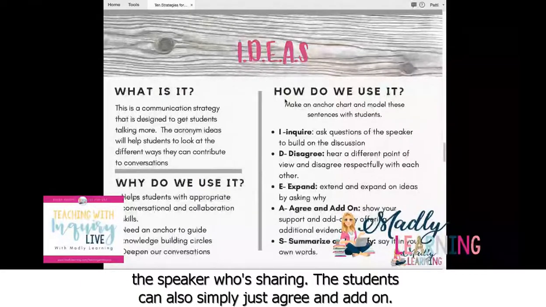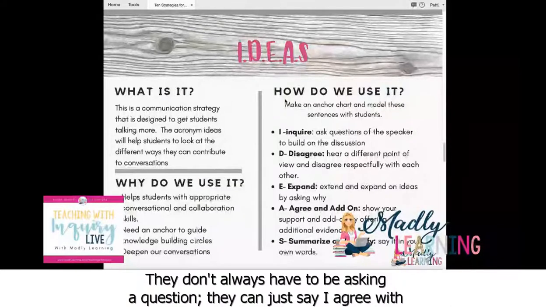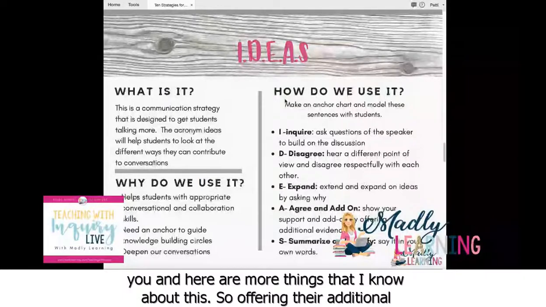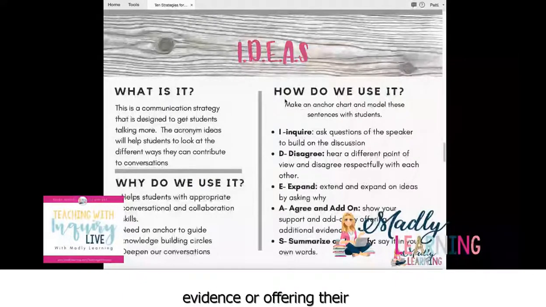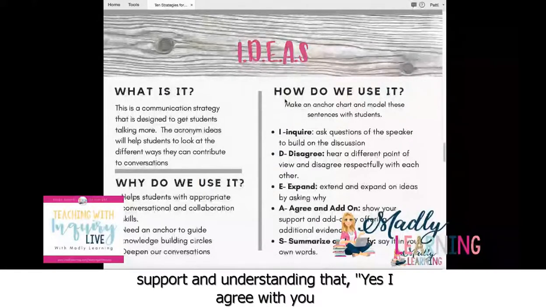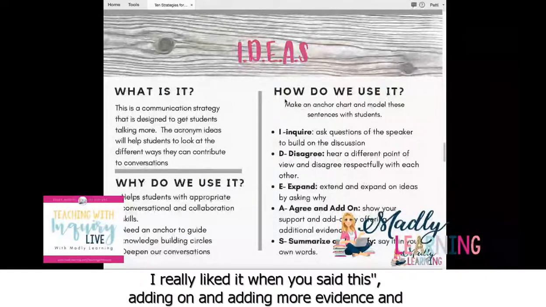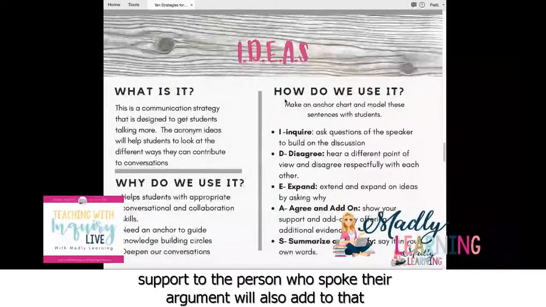The students can also simply just agree and add on. So they don't always have to be asking a question. They can just say, I agree with you, and here's more things that I know about this. So offering their additional evidence, or offering their support and understanding that, yes, I agree with you. I really liked it when you said this. Adding on and adding more evidence and support to the person who spoke their argument will also add to that conversation.